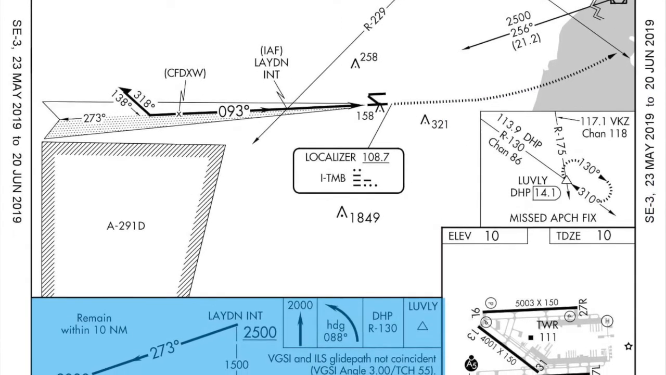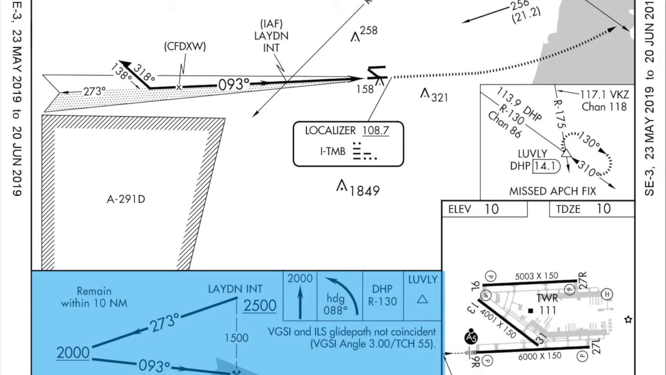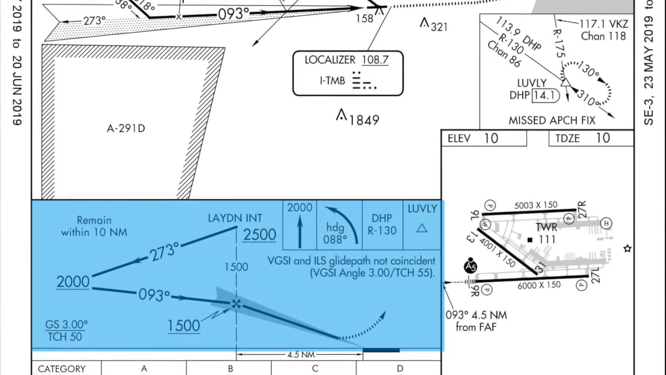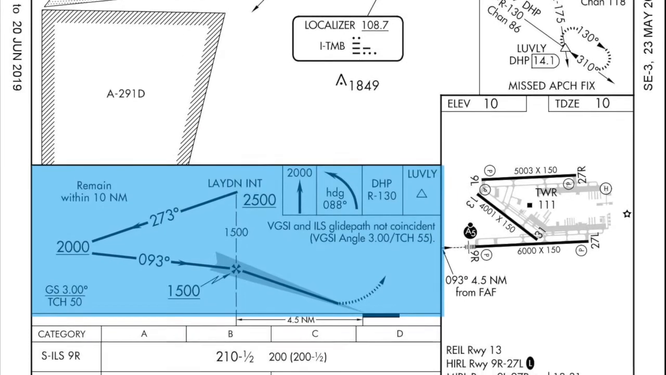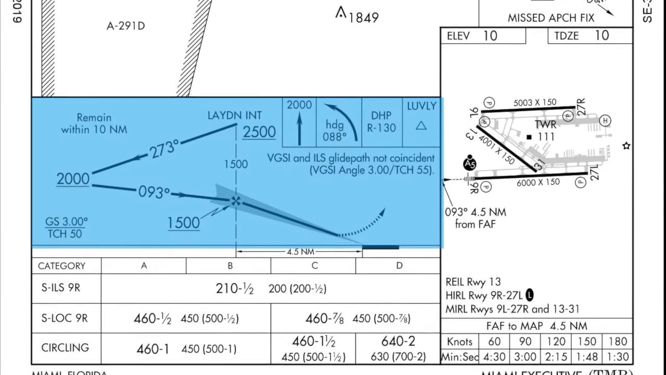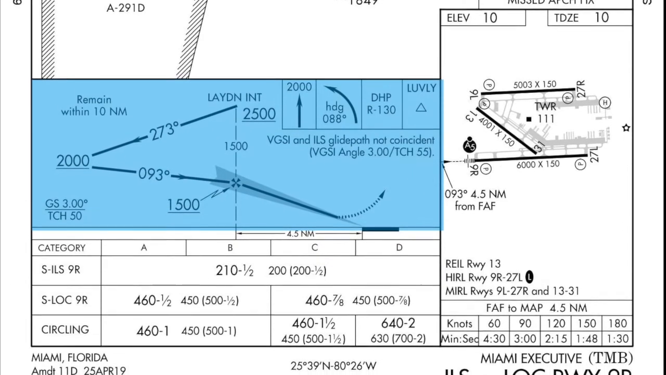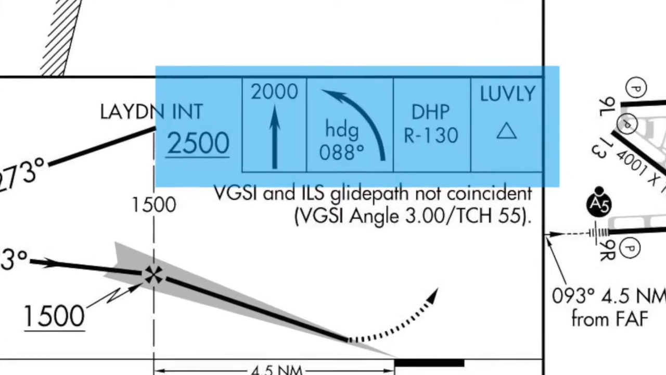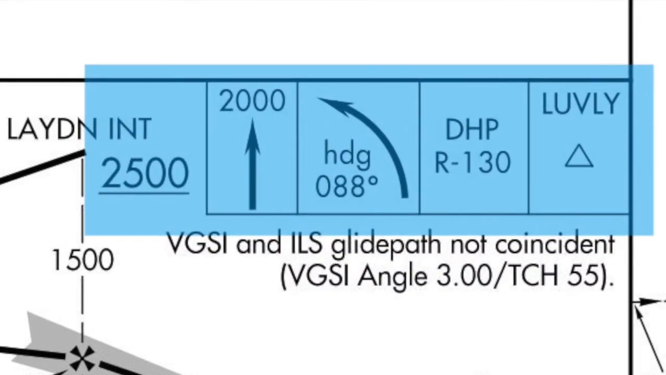So below that, we look at the profile view, which is telling you how you're going to intercept Leyden, do the course reversal if you have to do the course reversal, what altitude you can expect to be at, and the altitude that you should intercept Leyden for your final approach fix, and your minimums just below that. You'll also see on the top right corner of the profile view another missed approach procedure.